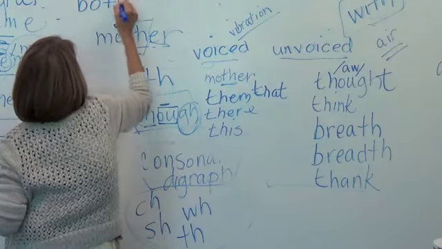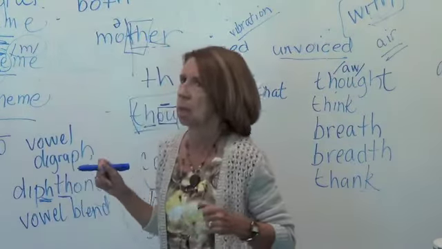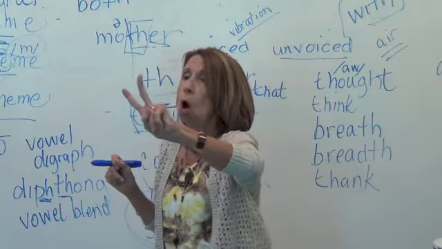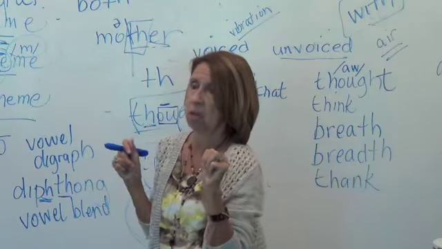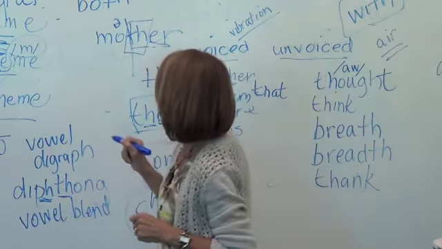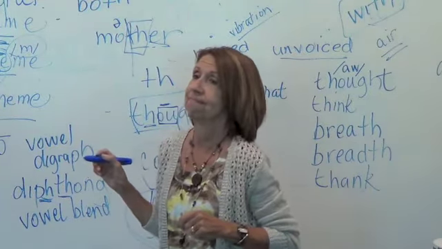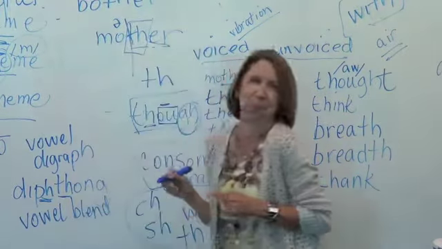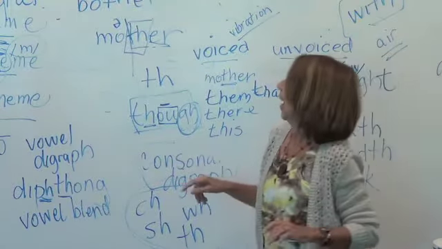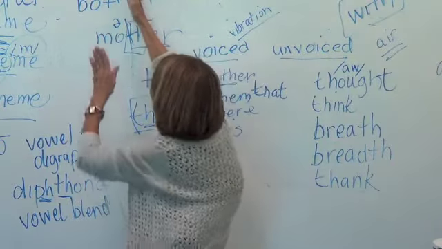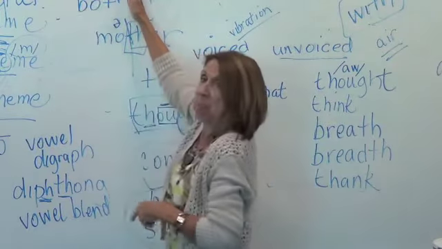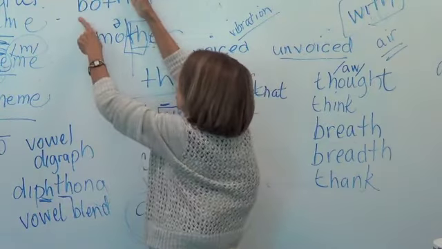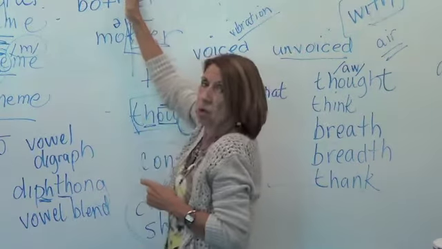Okay. So what about the word both? How many sounds? Three. What are they? B, o, th. Voiced or unvoiced? Unvoiced. But what happens when I do this? Bother. It's voiced. Does it change the vowel sound that we had in both? Yes, because we had a long vowel sound. Both, right? Oh. Now it's ah. So we had a long vowel sound and an unvoiced TH.